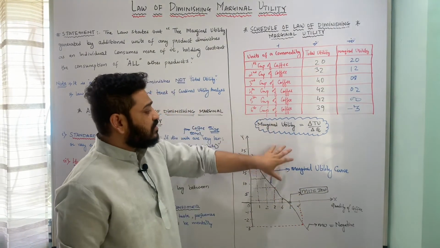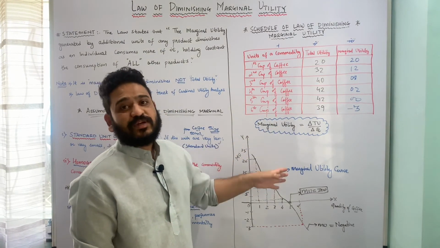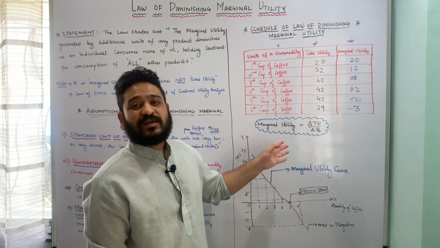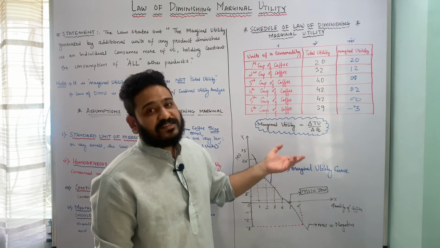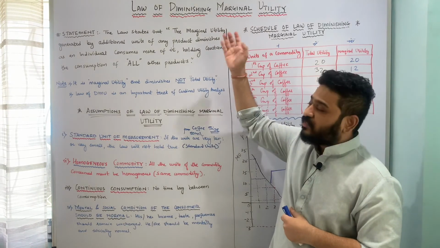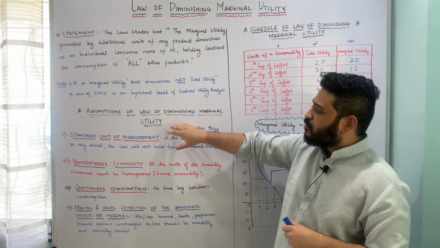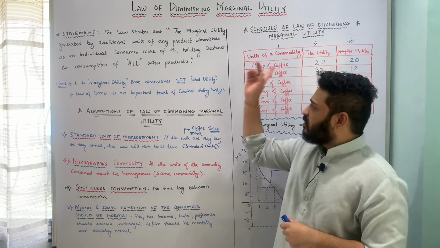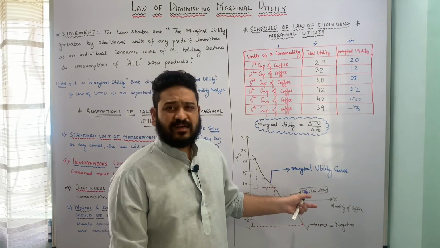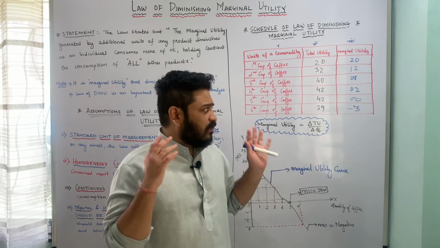So here this is the curve for the law of diminishing marginal utility, which states that the marginal utility on account of consumption of additional units of any product diminishes as the consumer consumes more of that unit, ceteris paribus. I hope the law of diminishing marginal utility, which is very important for the cardinal utility analysis, is pretty much clear. Also the assumptions on which it is based. This is the tabular representation or schedule, and this is the graph for the marginal utility curve or law of diminishing marginal utility. I hope the concept is pretty much clear.